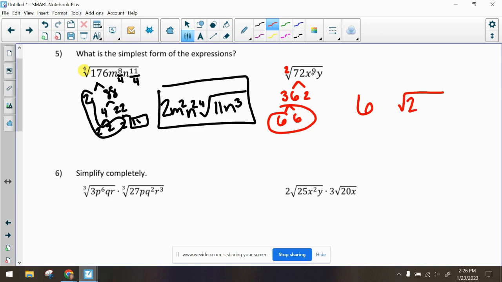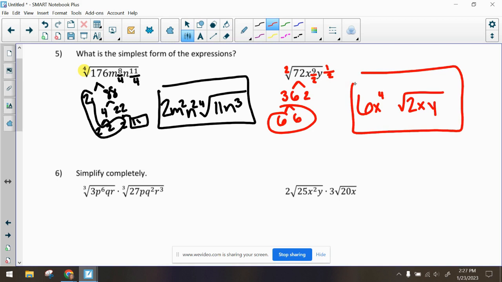We're then going to go through and divide our exponents each by 2. 2 goes into 9 4 times with 1 left over. The y has an invisible 1 on it, and when I divide it by 2, 2 cannot go into 1, so that y is going to stay on the inside.